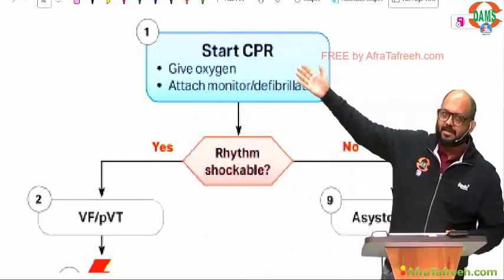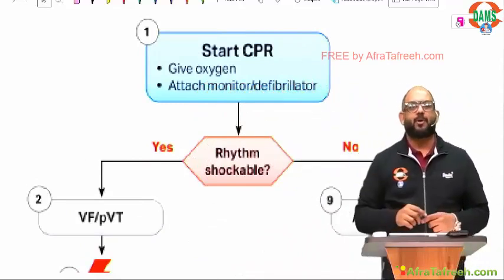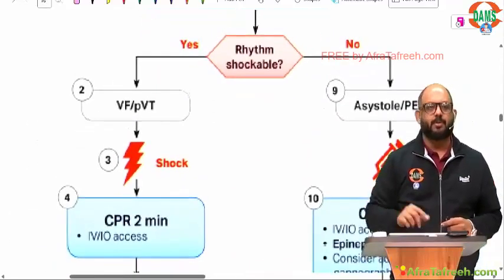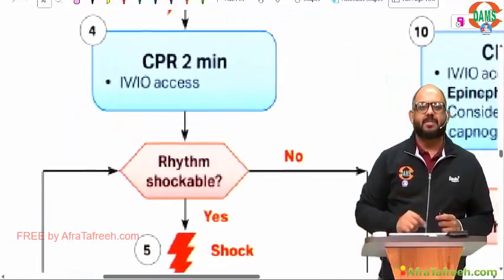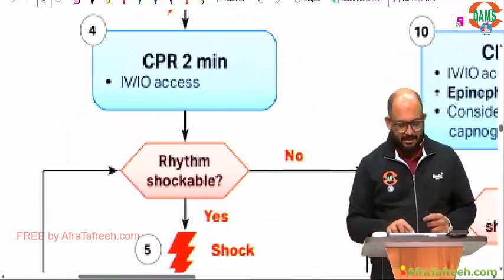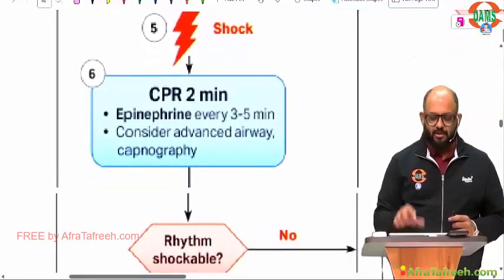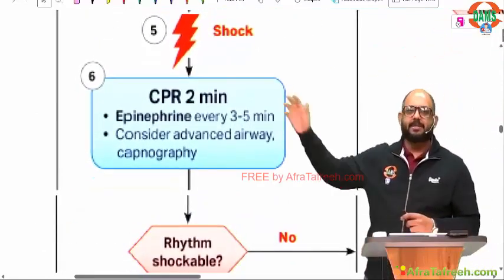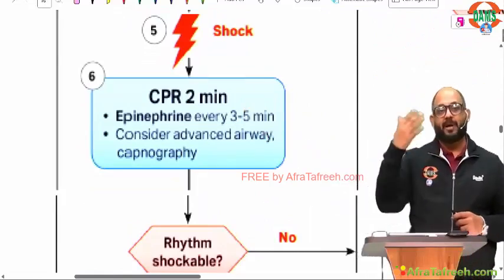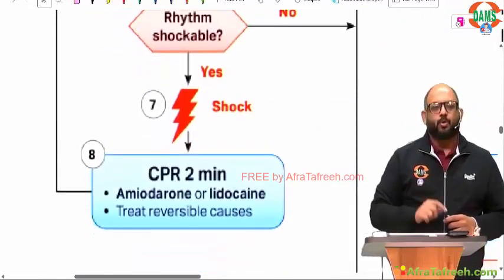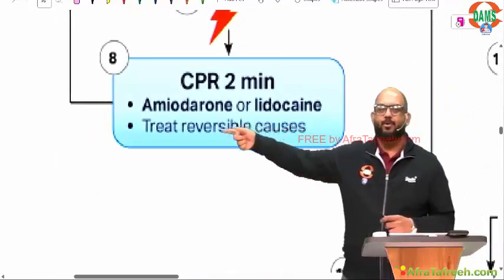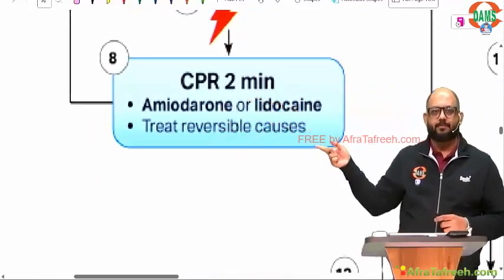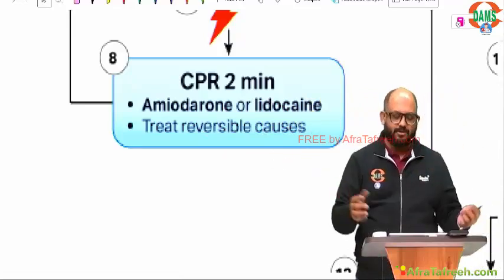So they will start CPR, give oxygen, attach monitor, defibrillator. If the rhythm is shockable, they will immediately shock. Immediately after shock, somebody will start taking IV, IO access. If the rhythm is shockable, they will press shock, then give drug of choice, that is epinephrine, every 3 to 5 minutes. Again, after 2 minutes, they will analyze rhythm. Rhythm is shockable. Now, second drug of choice, that is amiodarone or lignocaine. Both are now second drug of choice.